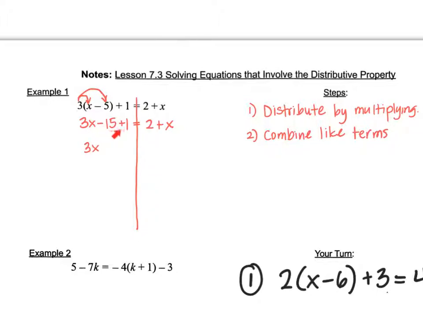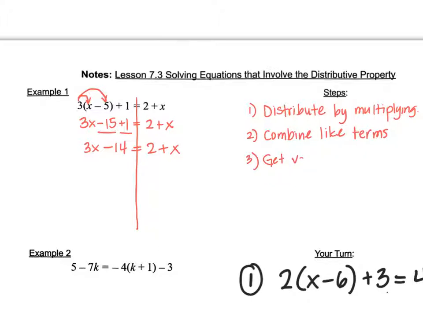Now the minus 15 and the plus 1, those both don't have x's. I can actually combine both of those together. So think of the minus 15 as a negative 15, and negative 15 plus 1 is minus 14 or negative 14. And I still have the 2 plus x. Now the 2 plus x I didn't do anything with because the 2 doesn't have an x and this one is x, so I can't combine those. So combining like terms in our second step is just only if you can. Sometimes you can't.